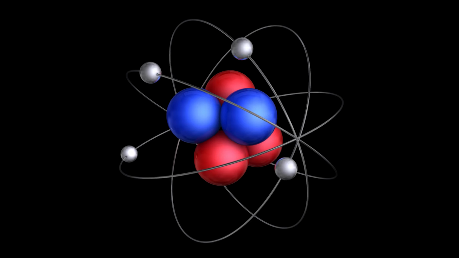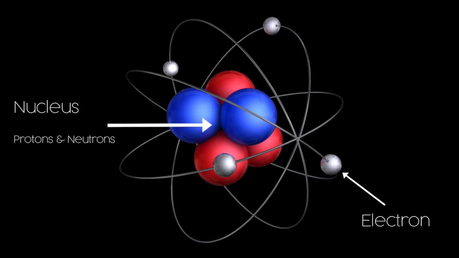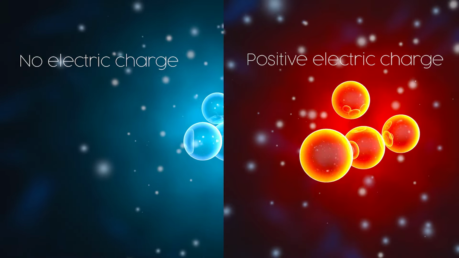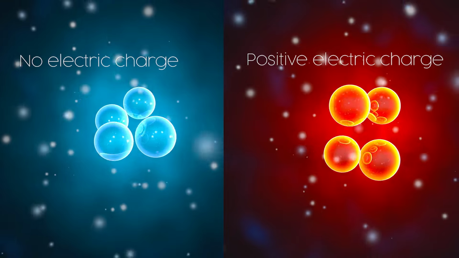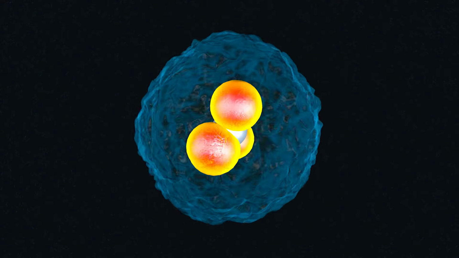An atom of any element consists of a nucleus and electrons. While electrons exist in regions that surround the nucleus, the nucleus itself is at the center and is made up of smaller particles such as neutrons and protons. Neutrons have no electric charge, while protons contain a positive electric charge. And the neutrons and protons that make up the nucleus are strongly bound together.